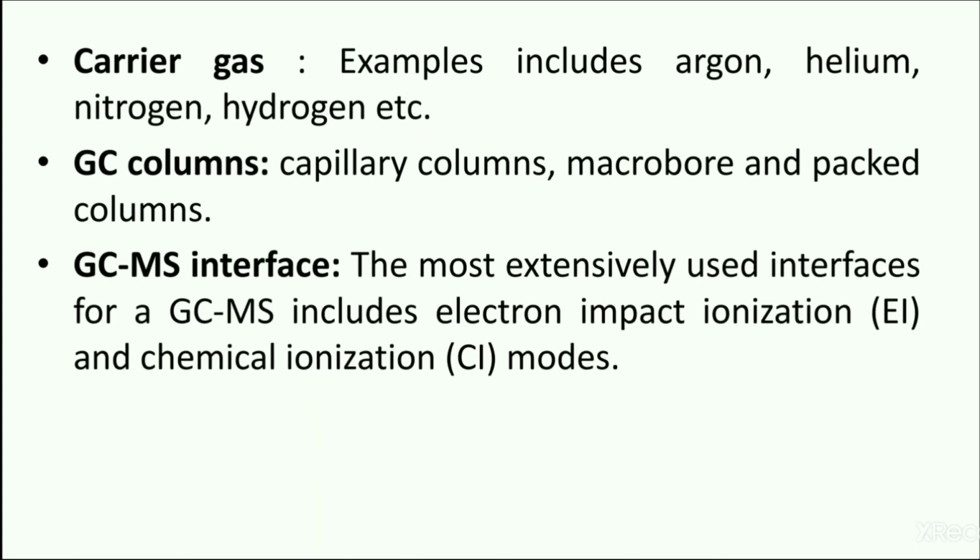Next is the GCMS interface. The interface is the section of the instrument starting at the column exit in the gas chromatography and extending to the entrance to the ion source of the mass spectrometer. The most extensively used interfaces for GCMS include electron impact ionization and chemical ionization modes.